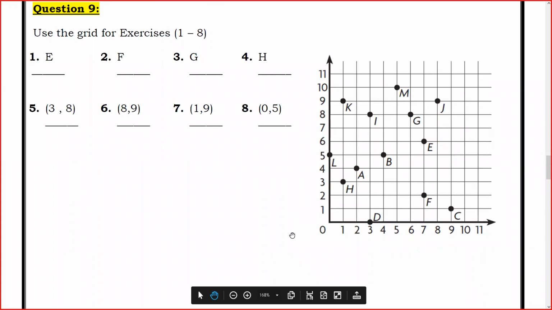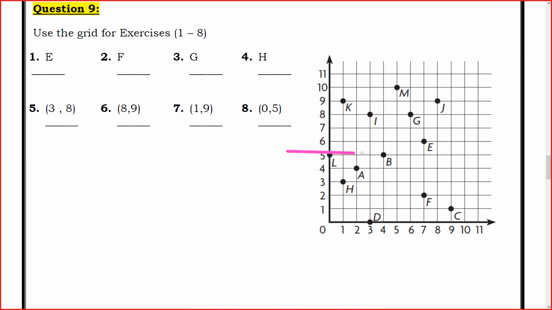Okay. 0 and 5 here. What do we have? This is 0 on the x-axis and 5 on the y-axis. So this is the 5 on the y-axis, and this is the 0 on the x-axis. So which point? It will be point N.